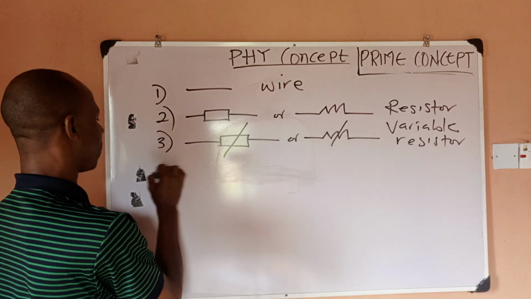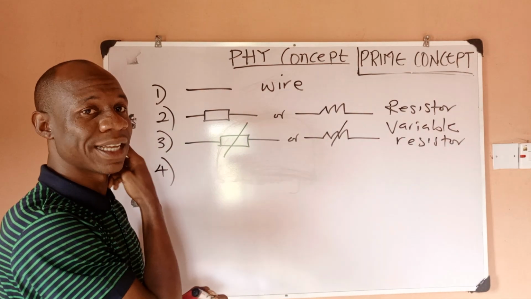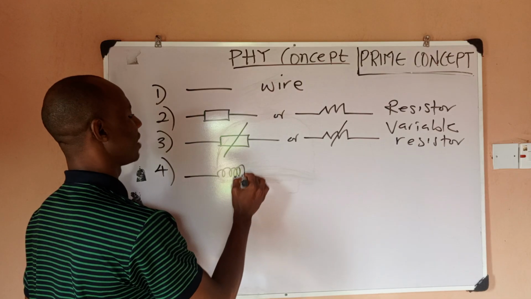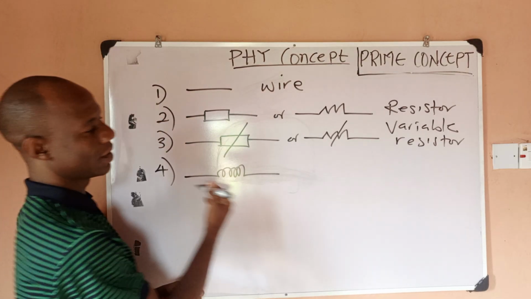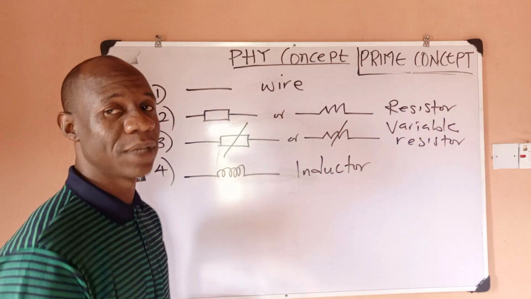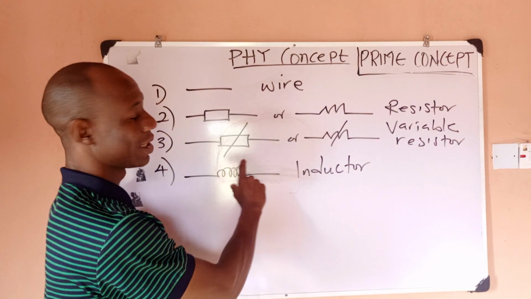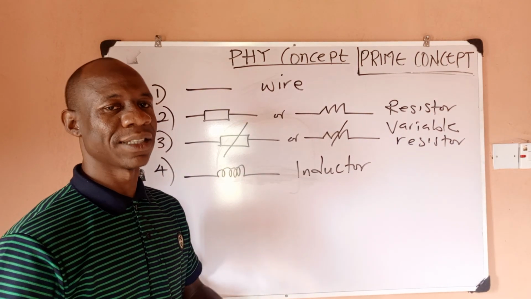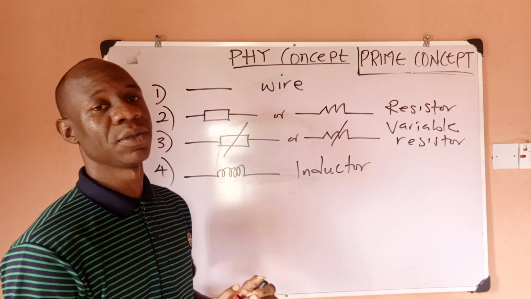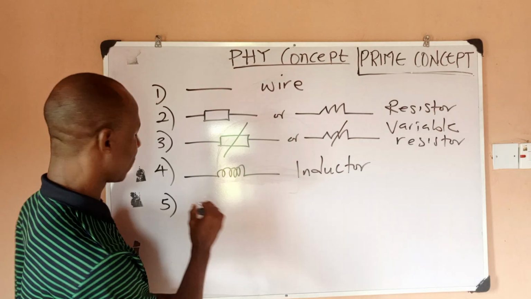Now, number four, we have an inductor. An inductor is also a circuit component, and this is the symbol for an inductor, a coil of wire. So this is an inductor. In our later videos, we'll be explaining what each of these components means. But an inductor is simply a device that stores energy in a magnetic field.